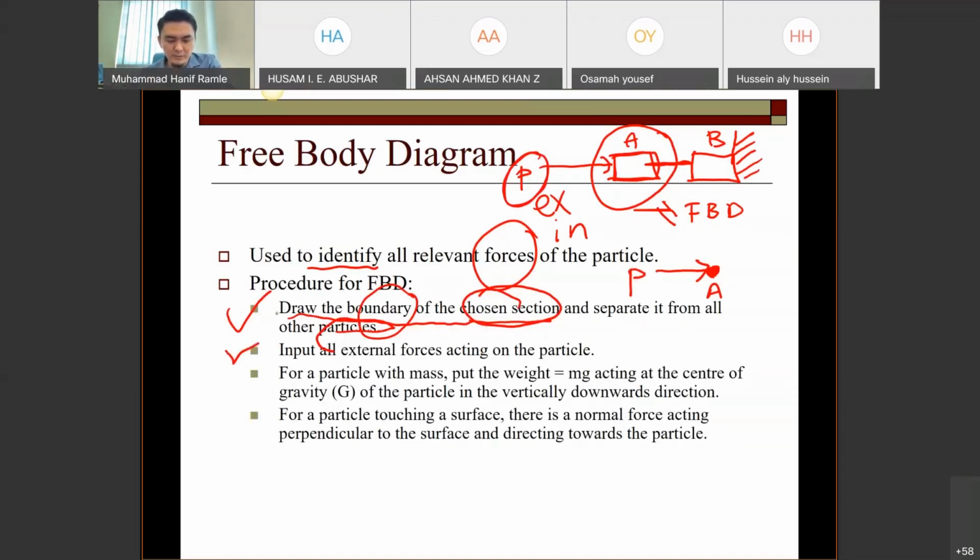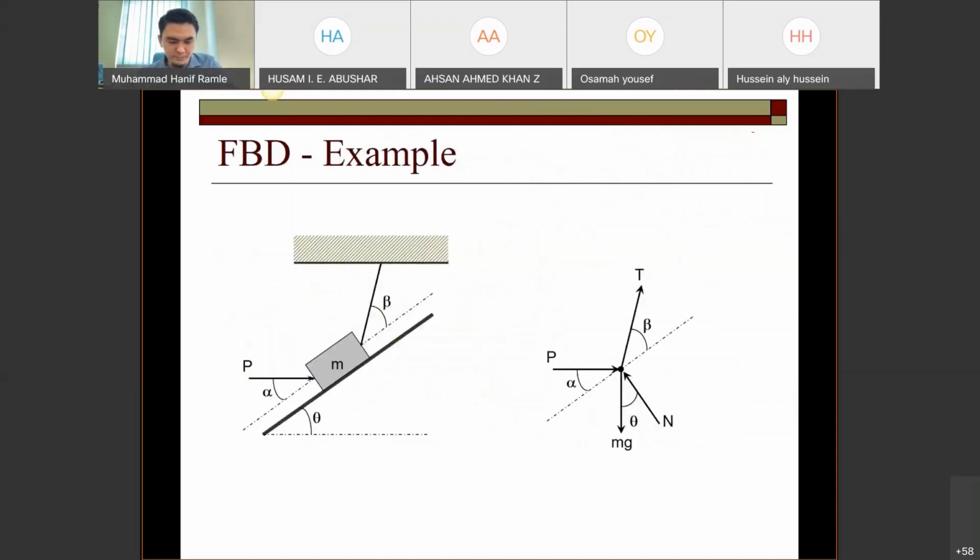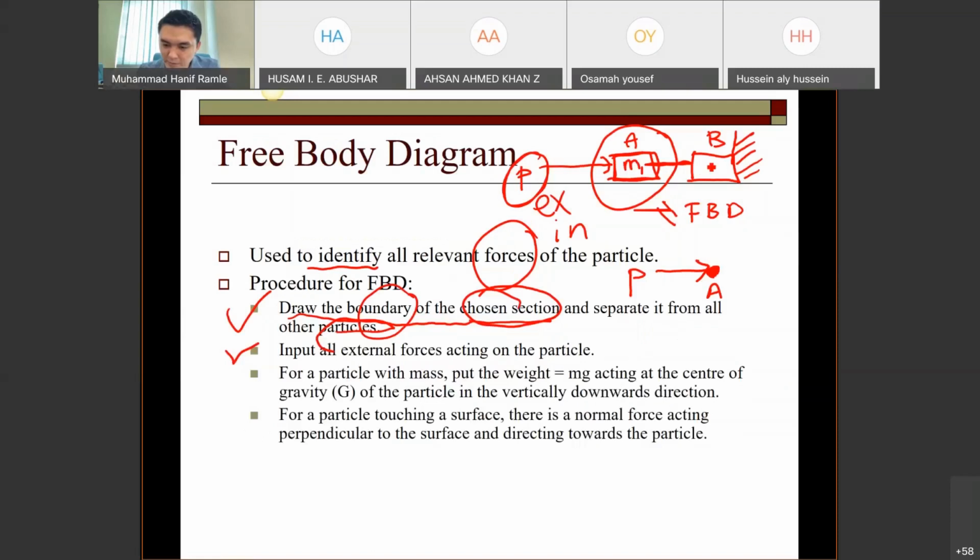Number 3, for a particle with mass, let's say this object A has mass m1. So you have to put weight here, and it must be acting at the center of gravity of the particle, vertically downwards.